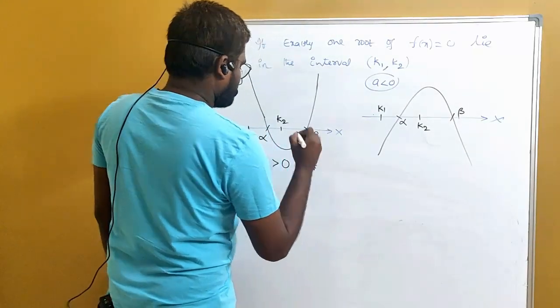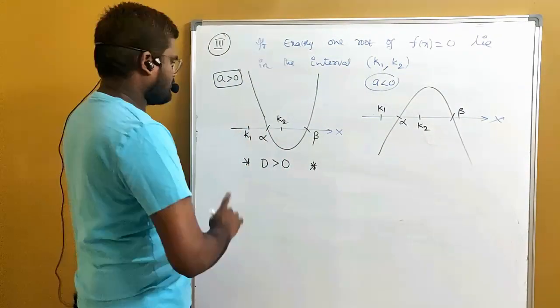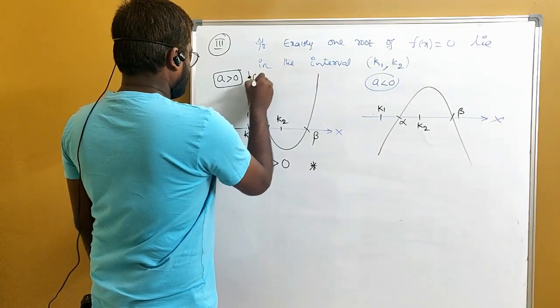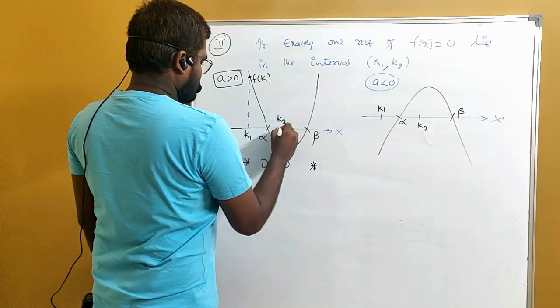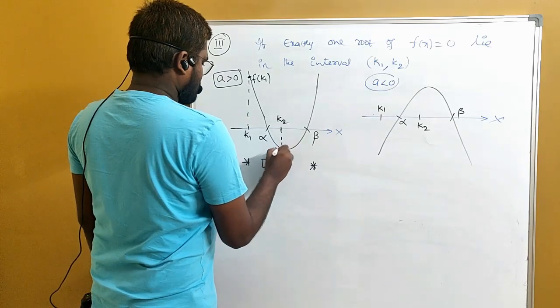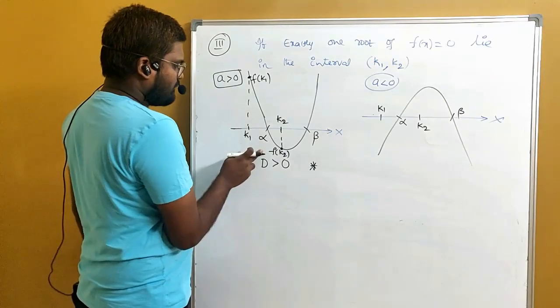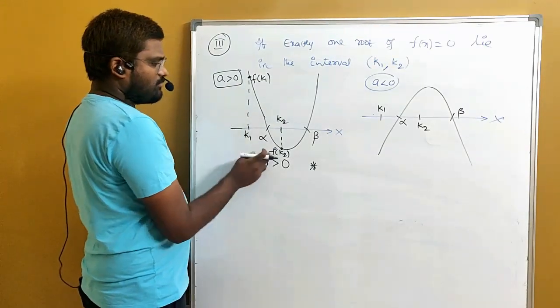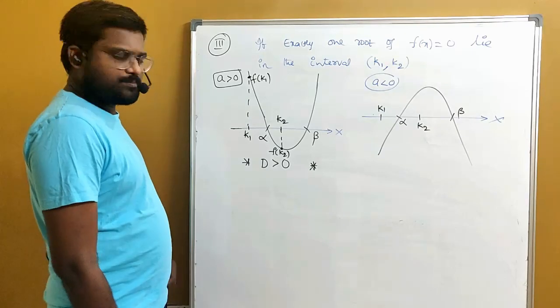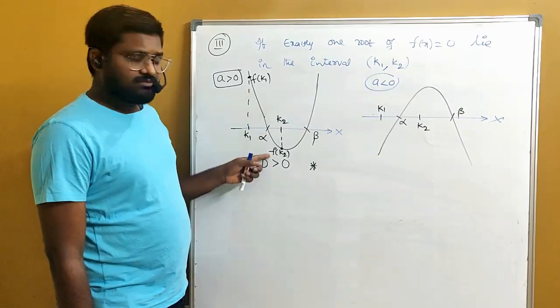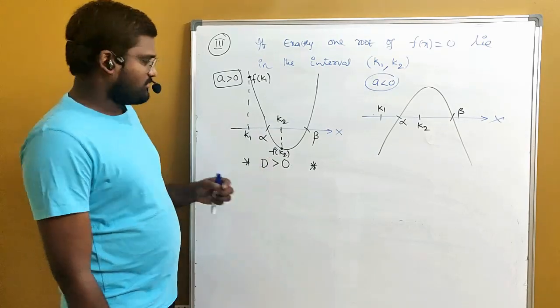Now second restriction, what will be the second restriction? Observe very carefully. This is f of k1, isn't it? This is f of k2. Now no doubt f of k1 and f of k2 are having opposite signs. Is it correct? f of k1 and f of k2 are having opposite signs. So their product will be less than 0.